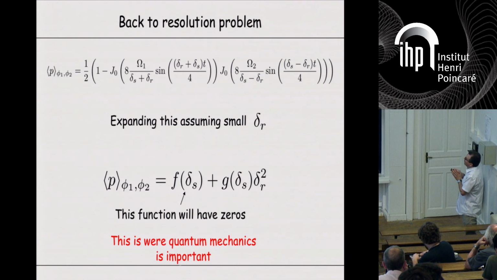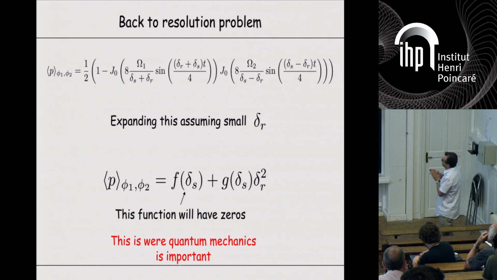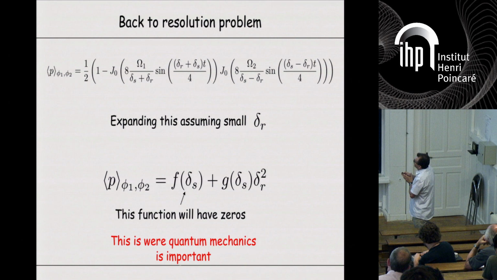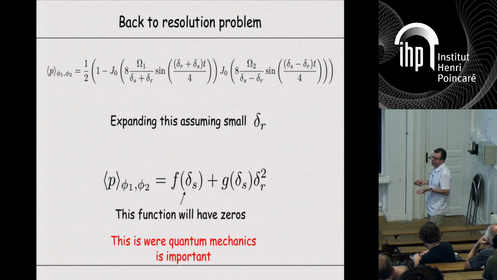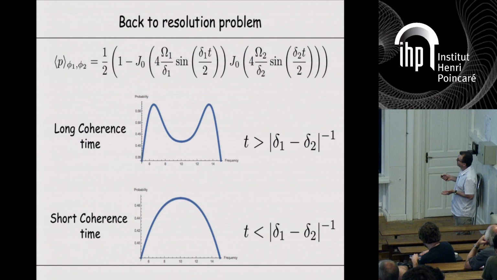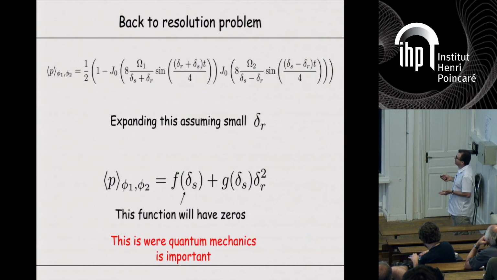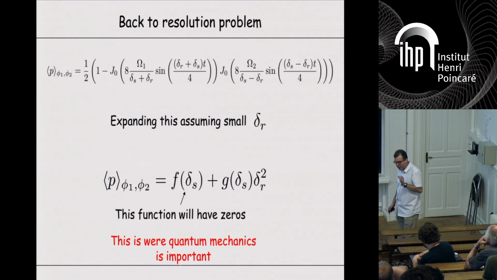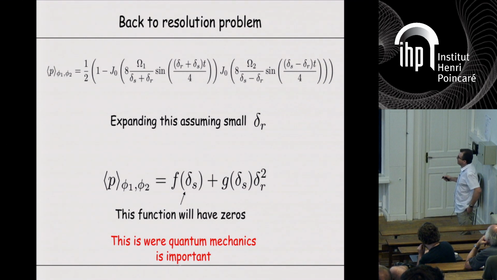Now what happens here? Now we can expand the probability around delta R, and we get some function of delta S plus some other function of delta S multiplied by delta R squared. It means the derivative goes to 0 as delta R goes to 0. So this is what we see here. In the end, it goes to 0. So it seems that we have the same problem again. That's how the problem looks here. But now we have control. With delta S, which is the sum, we can do whatever we want.